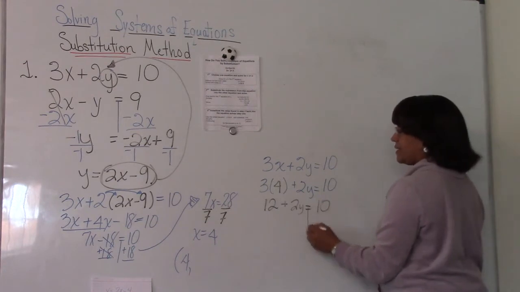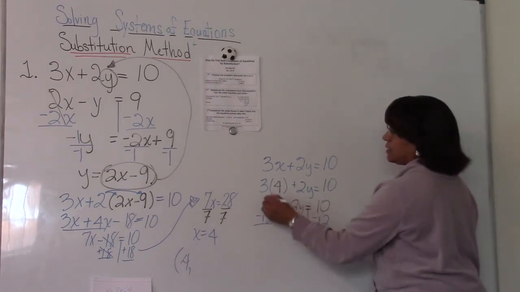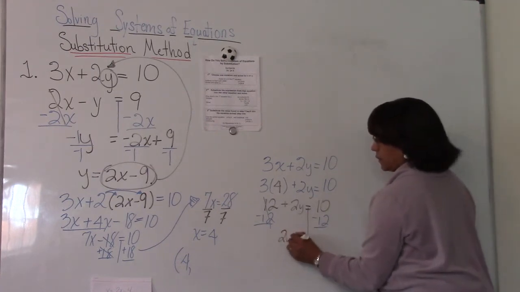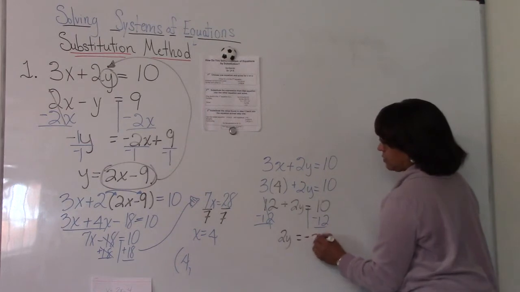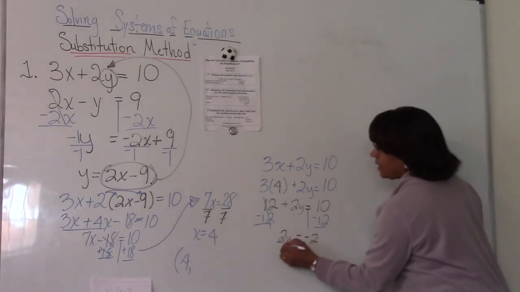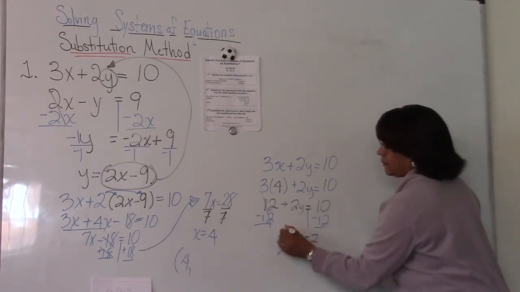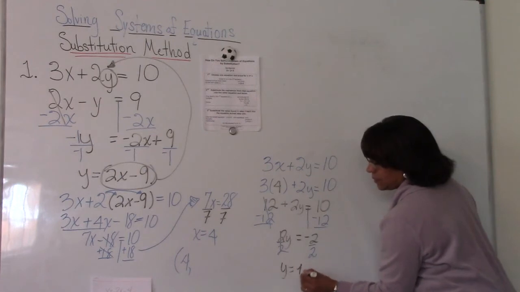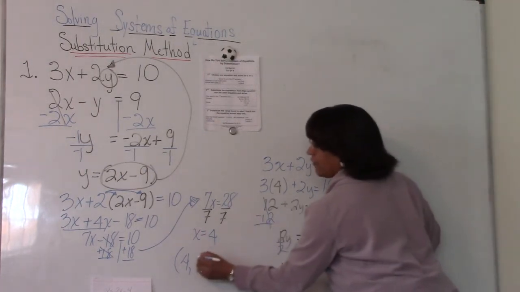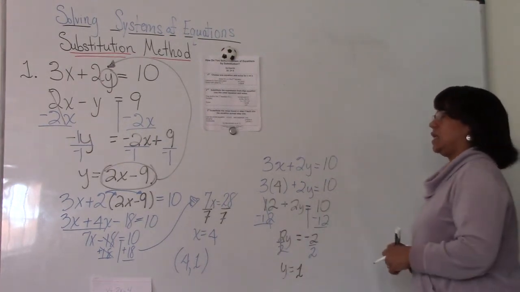We want to solve for y, so we're going to subtract 12 from both sides of our equation so that it goes away on this side. We bring down 2y is equal to -2. And what would you do next? Good. Divide by 2. And y equals -1. So we're saying that our ordered pair is 4, -1. And we're saying that this is where those two lines will cross.